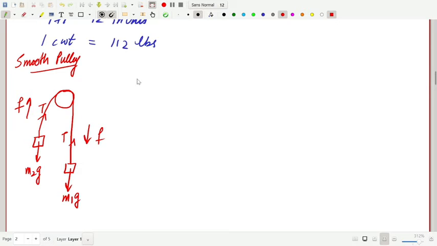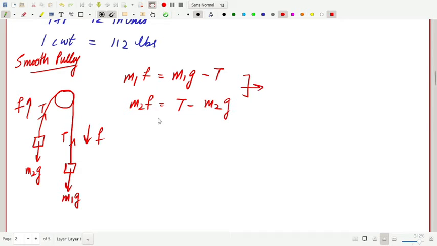Then we have two equations, that is M1f is equal to, since motion is downwards here, M1g minus T, and M2f is equal to T minus M2g. By adding these two we get the acceleration, then we get the tension also, and the total pressure on the pulley is 2T. From here we can see.